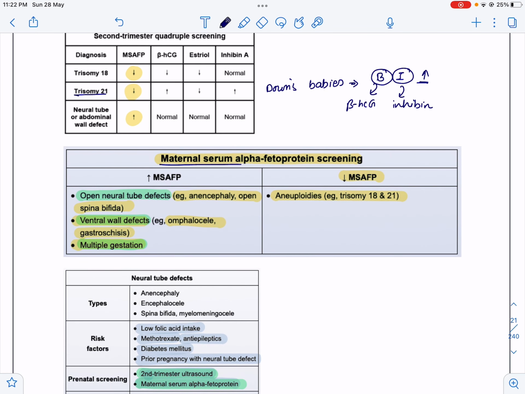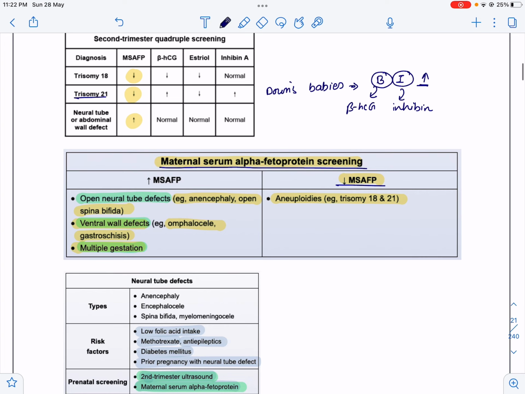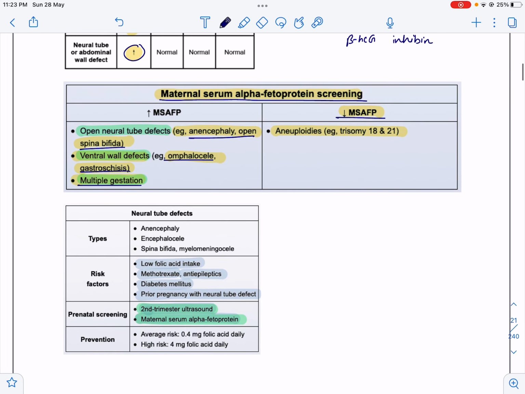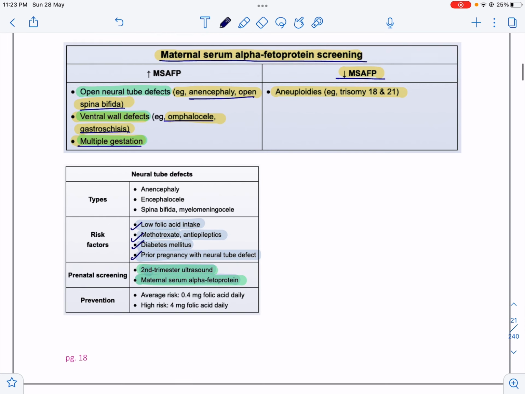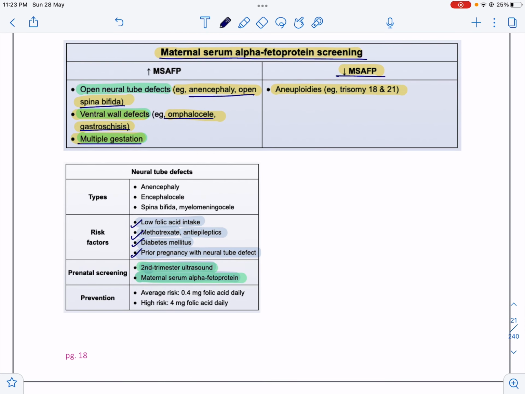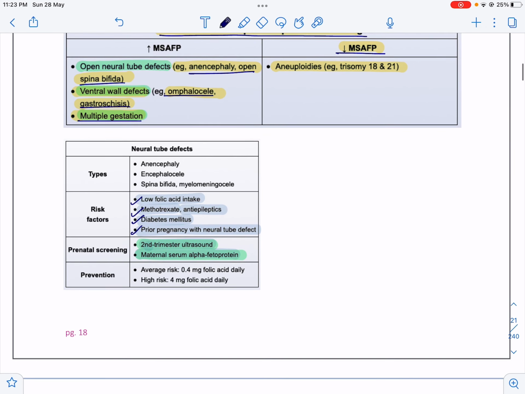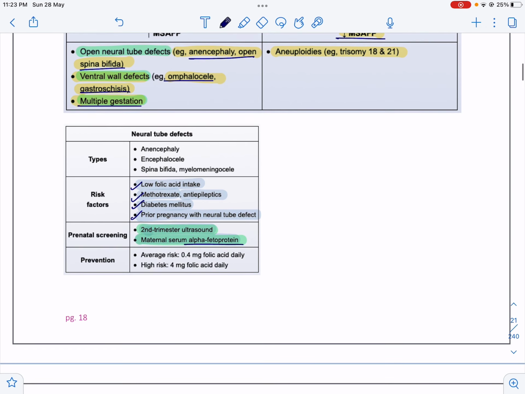Now, maternal serum alpha fetoprotein is decreased in aneuploidies, that is trisomy 18 and 21, as you can see here, and it's increased in neural tube defects like anencephaly, spina bifida, or if your abdominal wall is open, like omphalocele and gastroschisis, and also in multiple gestation. There are different types of neural tube defects, and the risk factors are low folic acid intake, methotrexate, anti-epileptics, diabetes, and prior pregnancy with neural tube defects. The screening that you do is a second trimester ultrasound or maternal serum alpha fetoprotein, which is increased, and you treat them with folic acid.